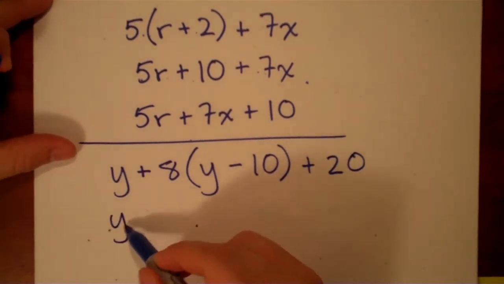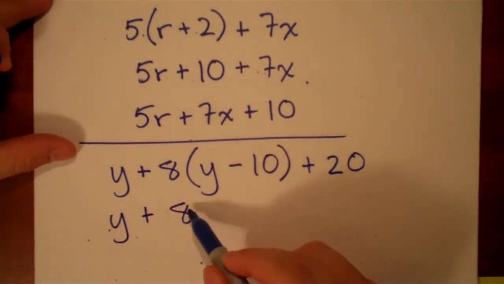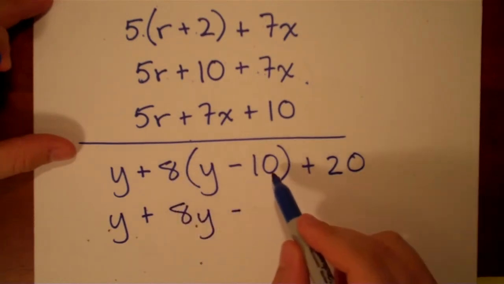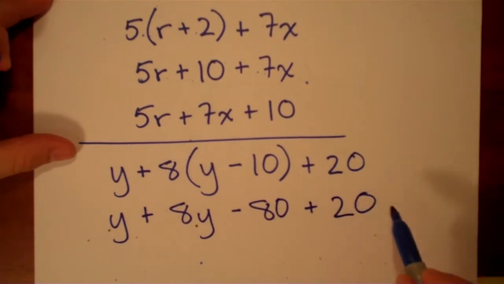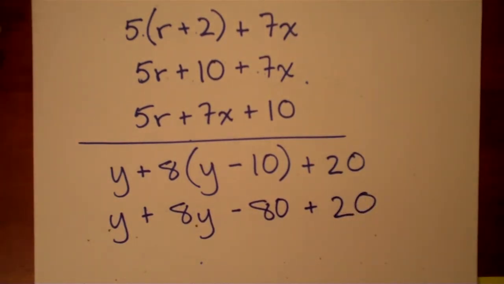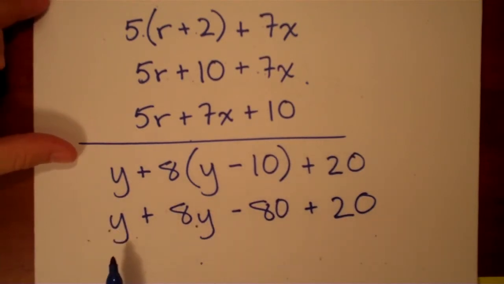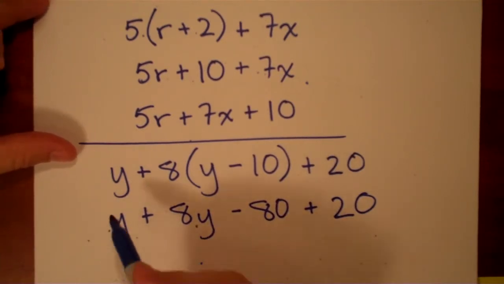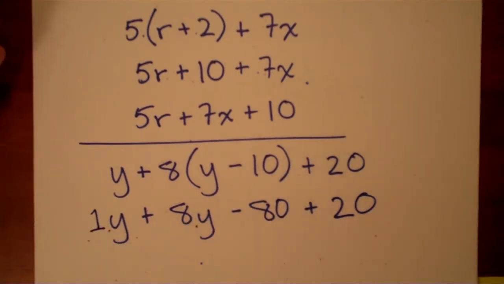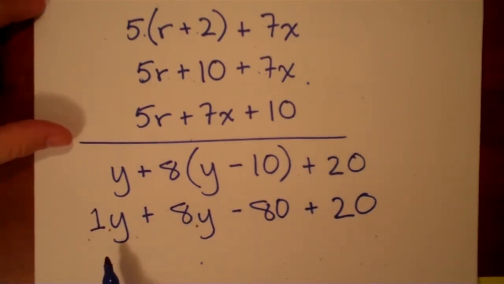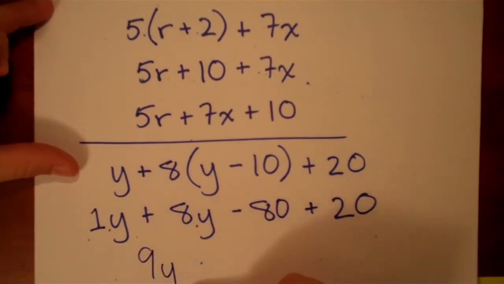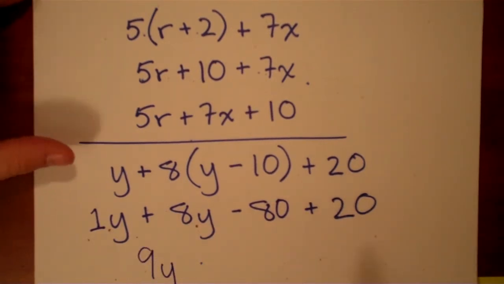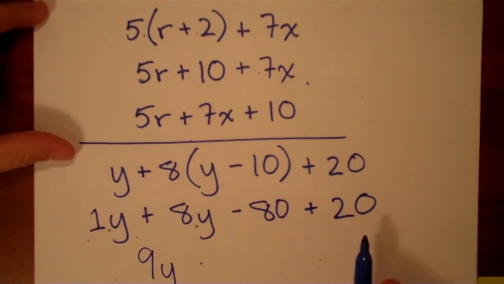This is going to turn into, let's bring our y down, 8y minus 8 times 10 is 80 plus 20. Alright, now, our like terms are already next to each other here. If I start with this variable by itself, that's the same thing as saying 1y. If I start with a y, 1y plus 8y, I get a total of 9y. And then I'm subtracting 80 and adding 20.